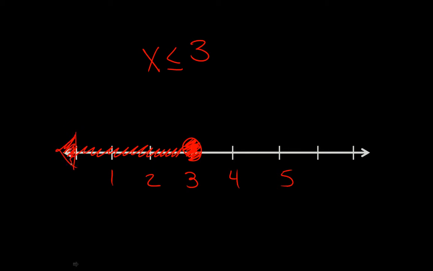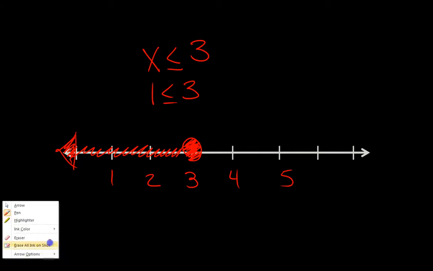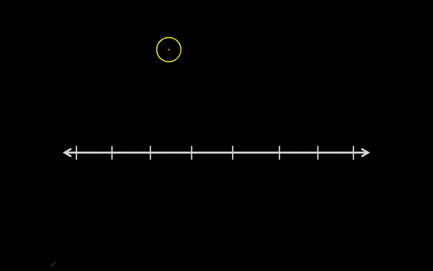Alright. Now let's do a check. I shaded over 1, so I'm going to put 1 inside for x. And is my mouth facing the larger number? It is, so I did that correctly. Let's do another one. Again, feel free to pause it at any time.